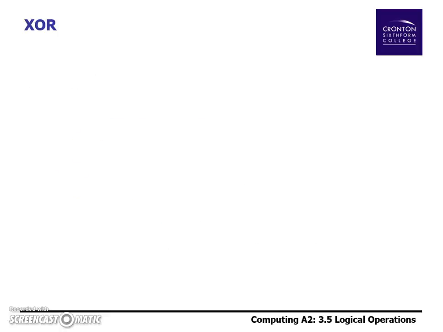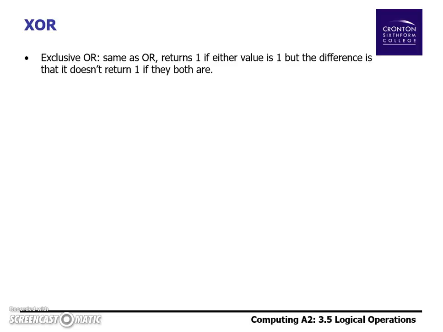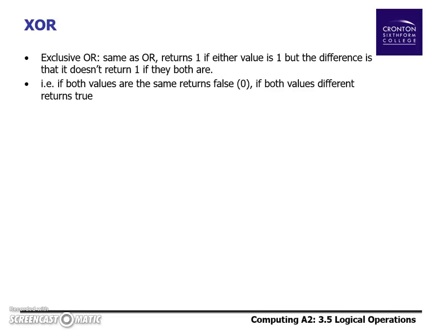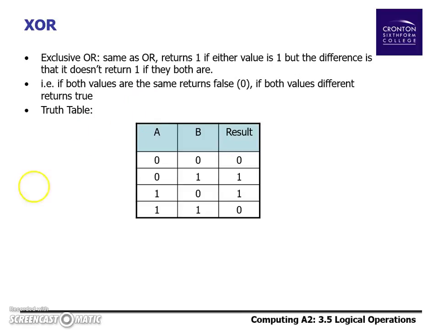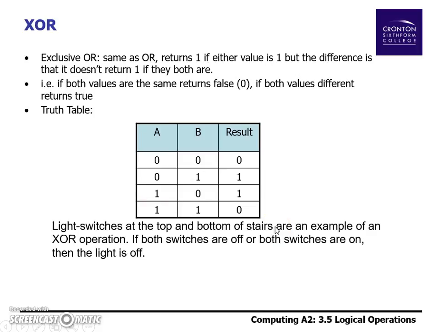And then we have exclusive OR. Exclusive OR is the same as OR, but it has a slight difference. If both values are the same, it returns a false value, but if both values are different, it returns true. So false XOR false is false. False XOR true is true. True XOR false is true. True XOR true is false.